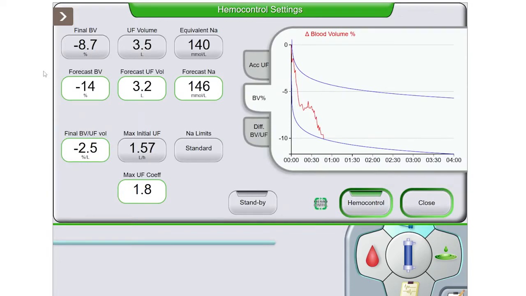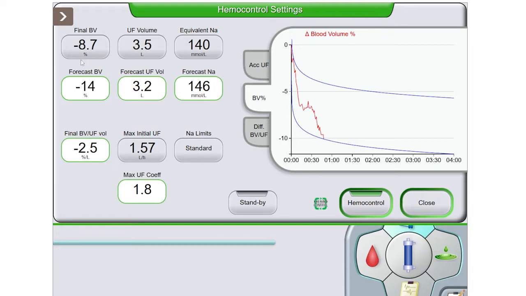So in essence, because we're not seeing anything concerning, we don't think that HemoControl needs to provide these breaks, which is keeping us from getting to our target. So what we're going to do is lower our final blood volume. And typically I wouldn't lower it in excess of 3 points. That's my general rule of thumb.